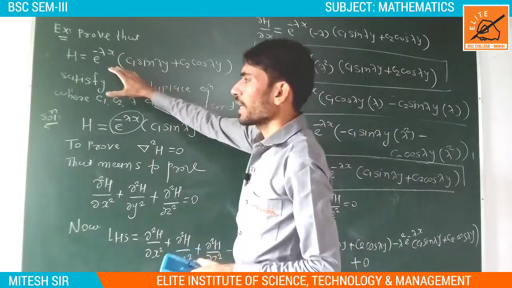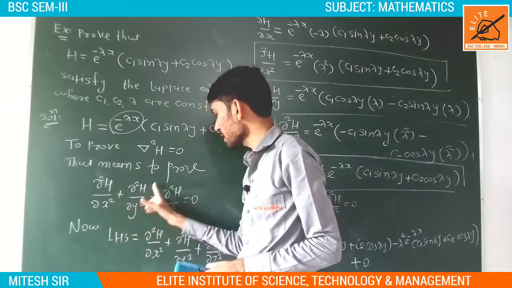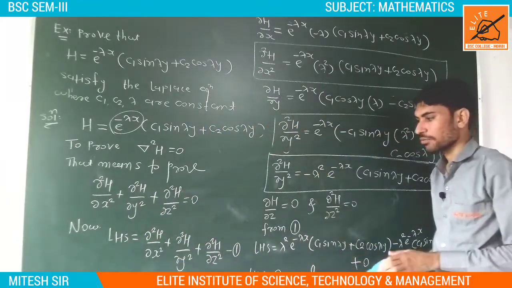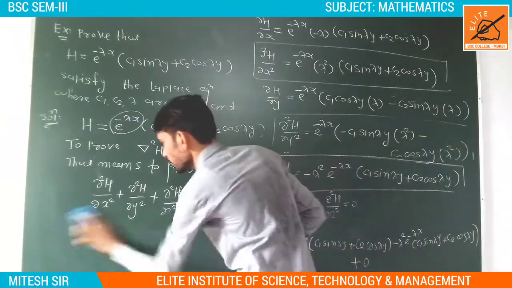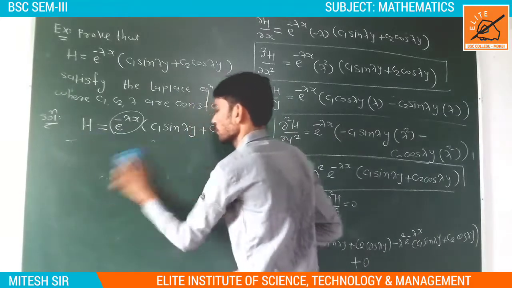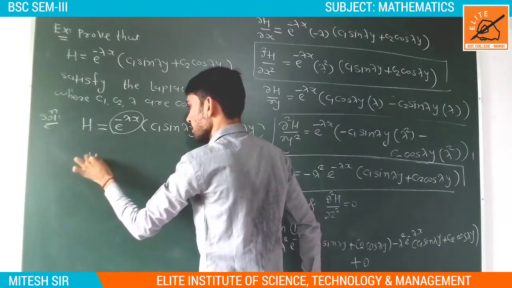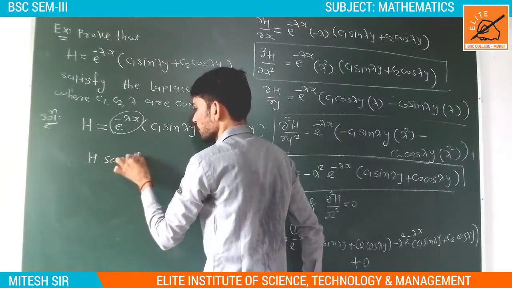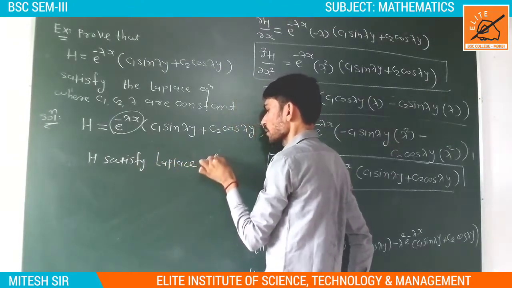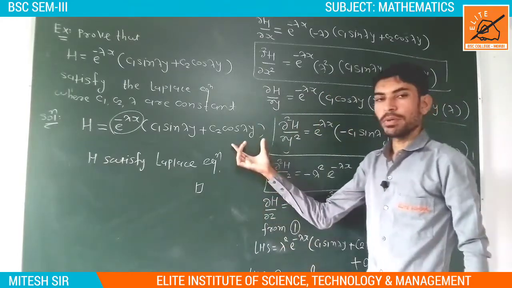So here we get del square h upon del x square plus del square h upon del y square plus del square h upon del z square equal to 0. That means h satisfies the Laplace equation. So here we write: h satisfies Laplace equation, hence proved. Now let me repeat one more time.